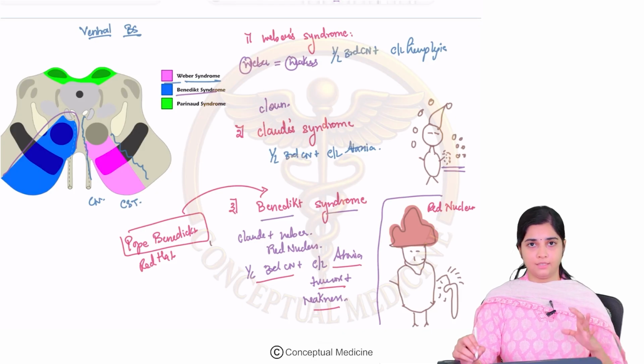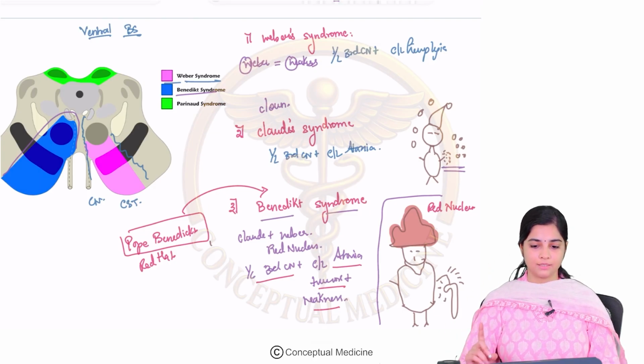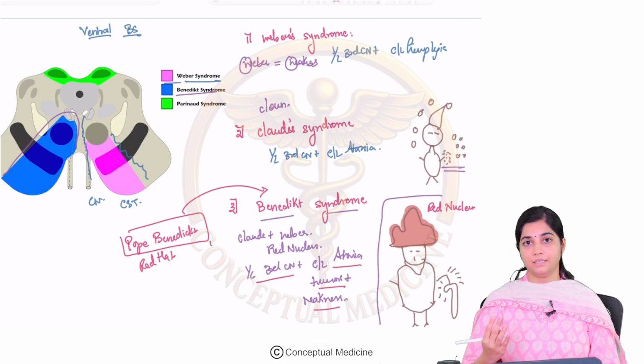So what are we discussing? We are discussing midbrain syndromes. The cranial nerve in the midbrain is your third cranial nerve. So in all the midbrain syndromes, you will have third cranial nerve palsy. Weber syndrome, W for W, contralateral weakness. Claude syndrome, clown with ataxia. So they have ipsilateral third cranial nerve palsy, contralateral ataxia.